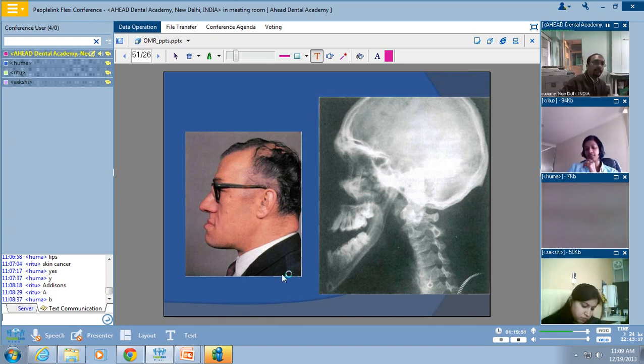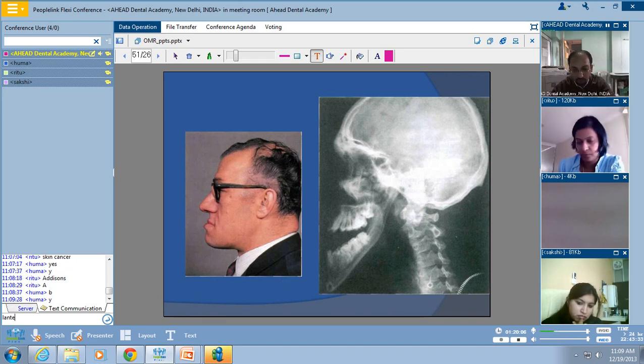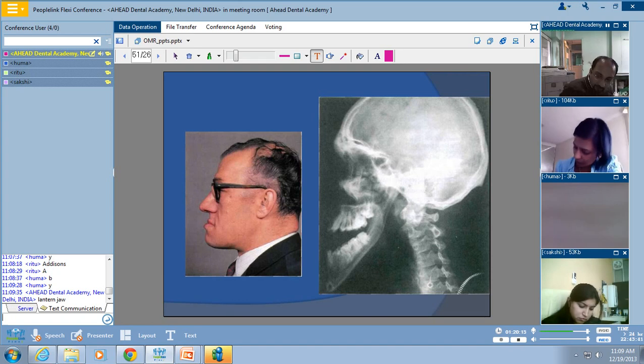In acromegaly, radiologically, I will give you two important points. Please write them down, I have not written them on a slide. In acromegaly, can you make out the mandible? It's a massive mandible, also called lantern jaw. Radiographically, the type of mandible seen in acromegaly is called lantern jaw. This is the first unique radiographic feature of acromegaly.